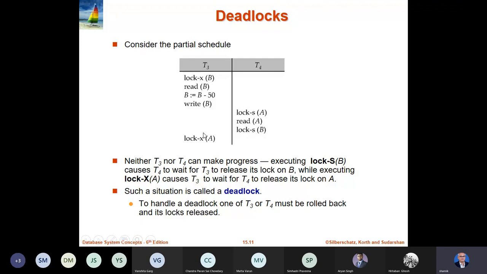Or if this one is rolled back, then the exclusive lock on B held by T3 will be released. So it will now get this one and be able to proceed. Again, assuming nobody else is holding it, but because this was holding the exclusive lock, no other transaction can hold that.